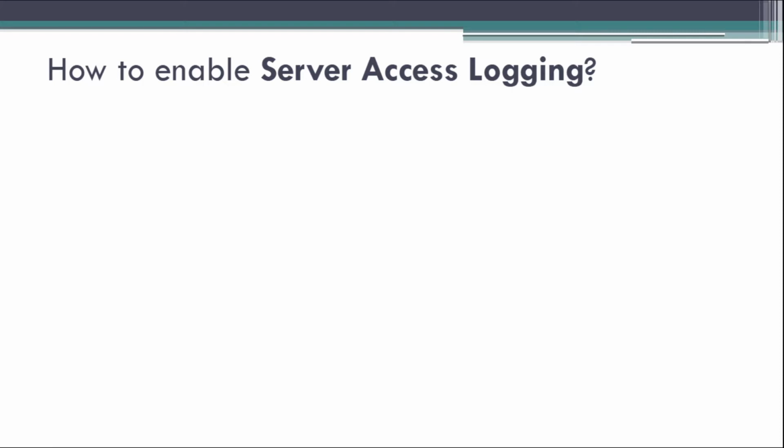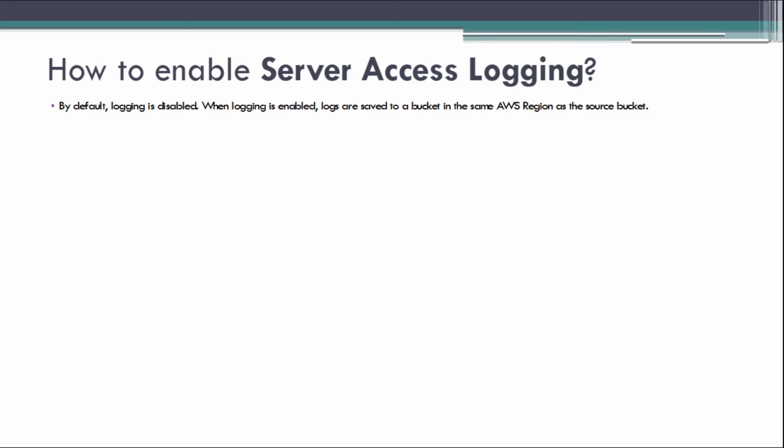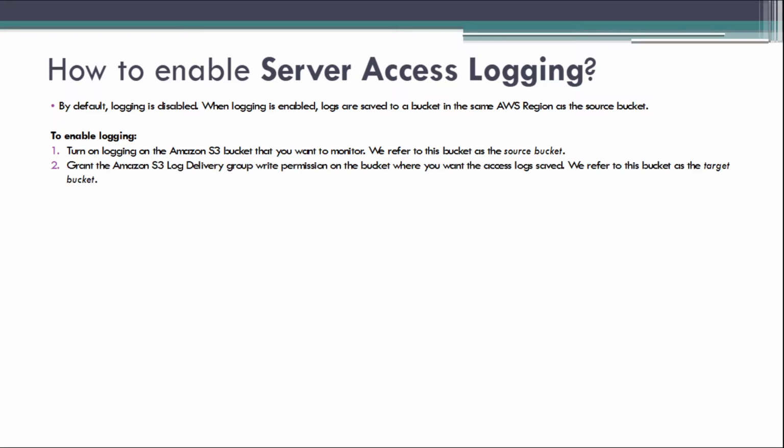Moving to the next part, how to enable server access logging. By default, logging is disabled. When logging is enabled, logs are saved to a bucket in the same AWS region as the source bucket. To enable logging, turn on logging on the Amazon S3 bucket that you want to monitor. We refer to this bucket as the source bucket. Grant the Amazon S3 log delivery group write permission to the bucket where you want the access logs saved. We refer to this bucket as the target bucket.